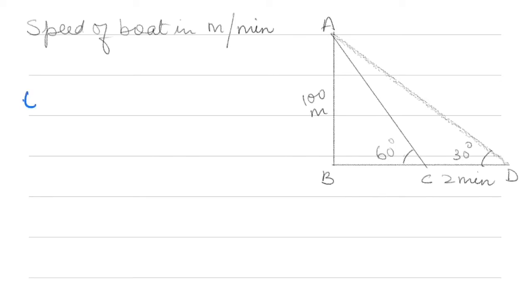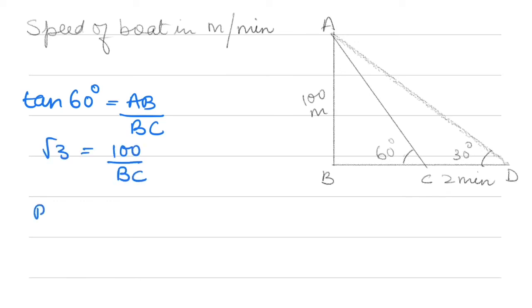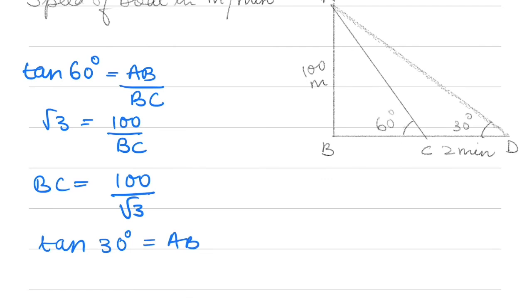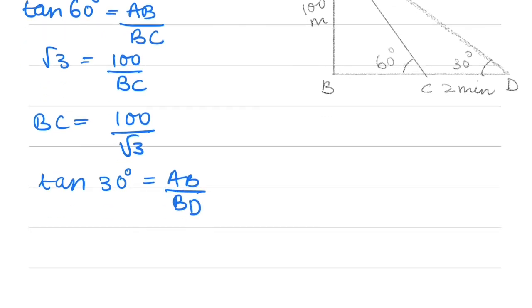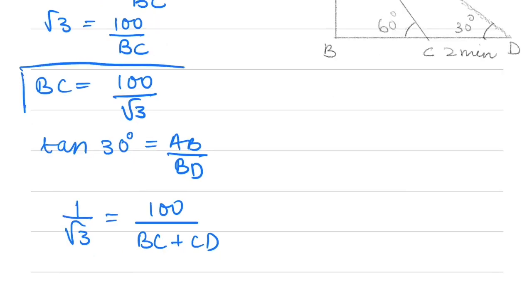Now let's say tan 60 degree is equal to AB by BC. Tan 60 degree is root 3, which is equal to AB, that is 100, by BC. So BC is equal to 100 by root 3. Now let's find out tan 30 degree is equal to AB by BD. Now tan 30 degree is 1 by root 3 is equal to AB is 100 and BD is BC plus CD. We found out BC here.